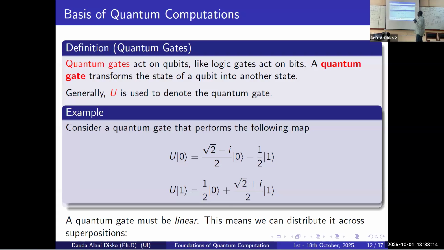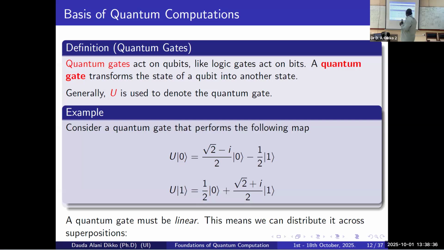Now, every gate must be linear. I've talked about linearity. You remember I mentioned that to you. And then we try to look at it. What does it mean? Linearity leads us to what we call superposition. You students will understand what superposition is better than even me. But I shall know that we're talking about linearity.